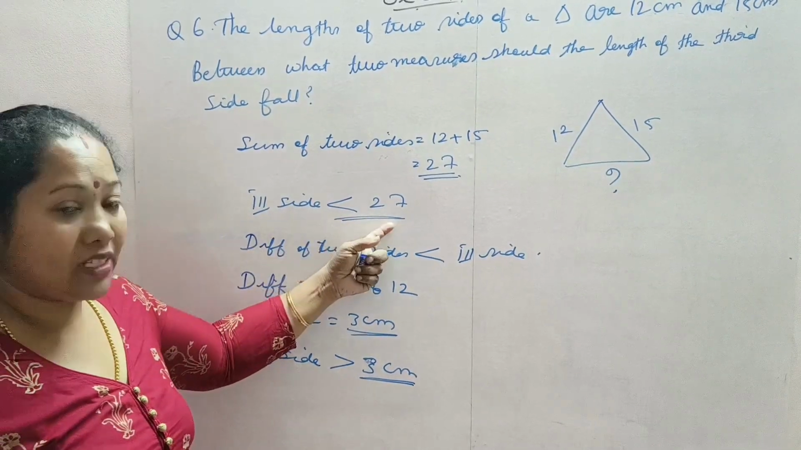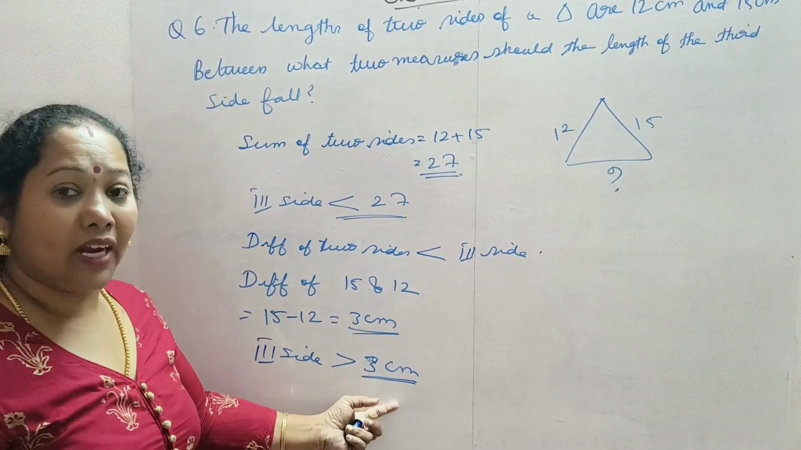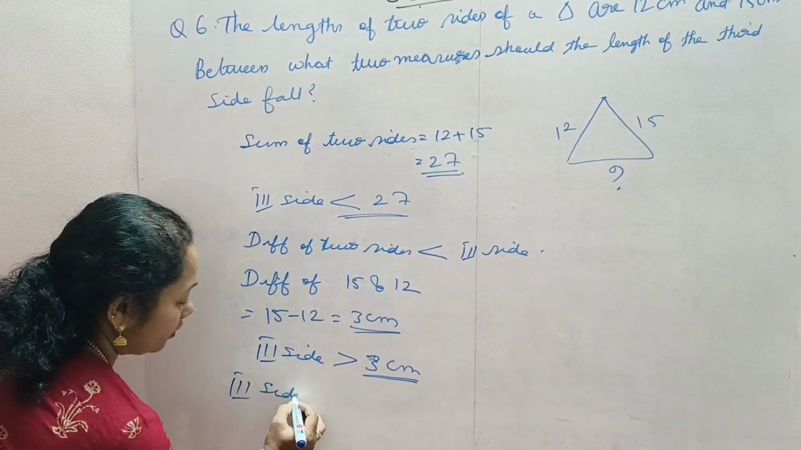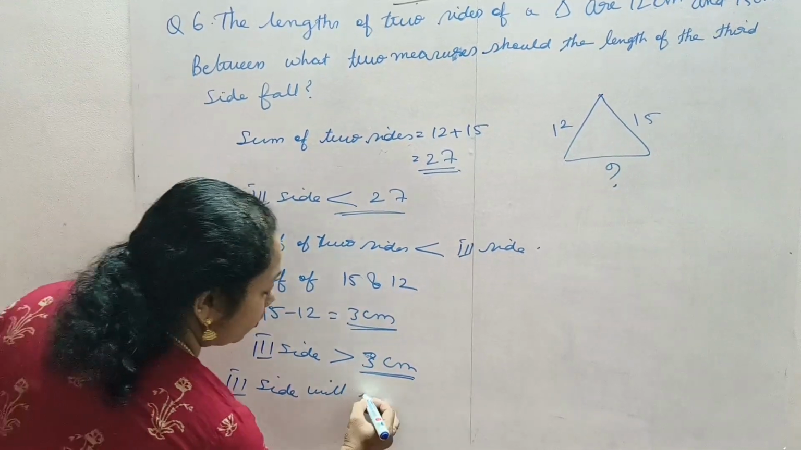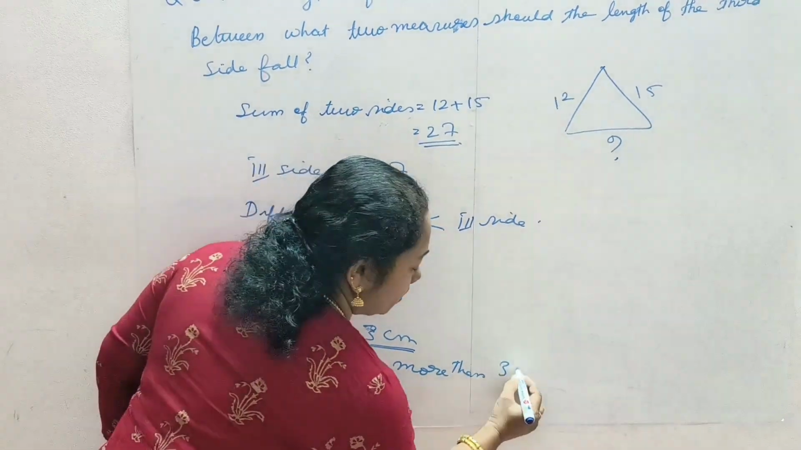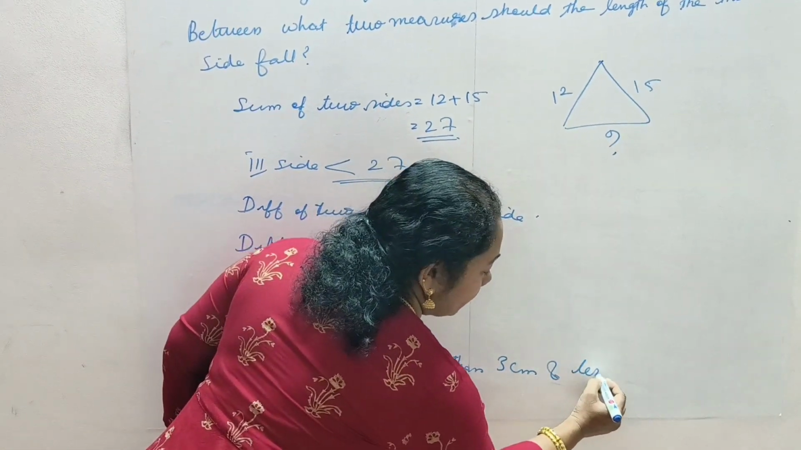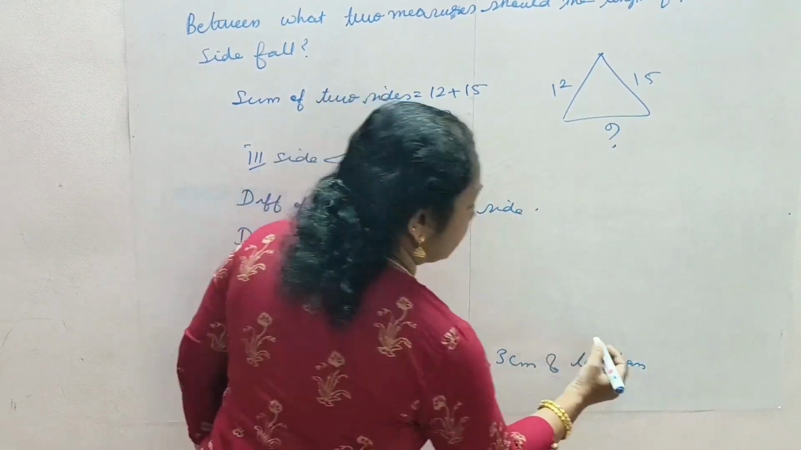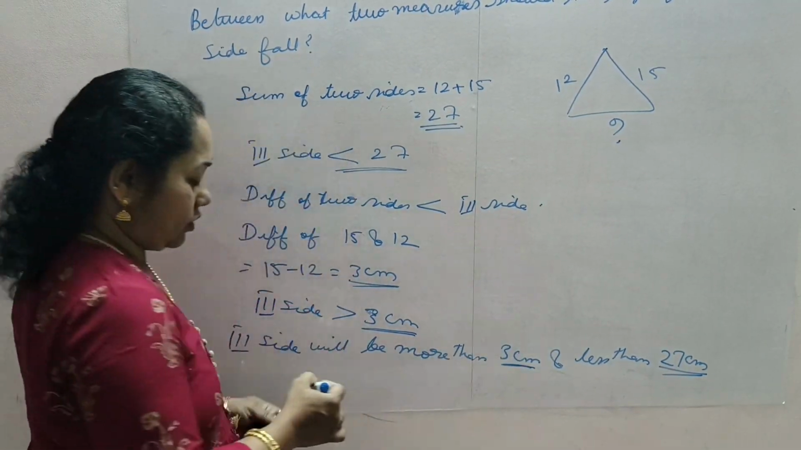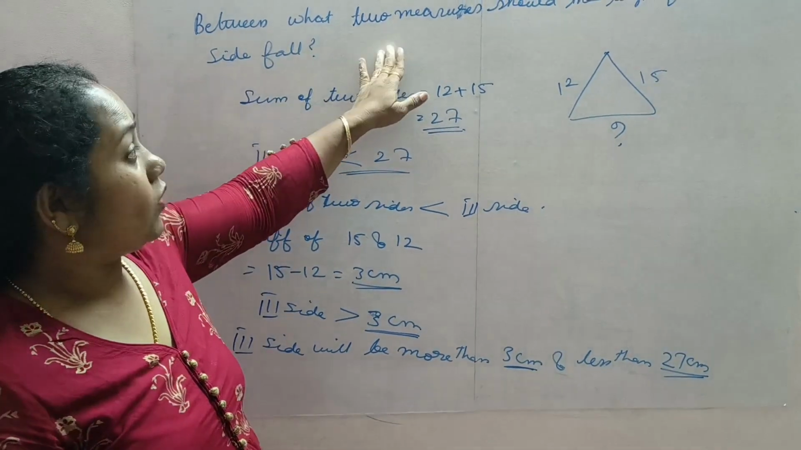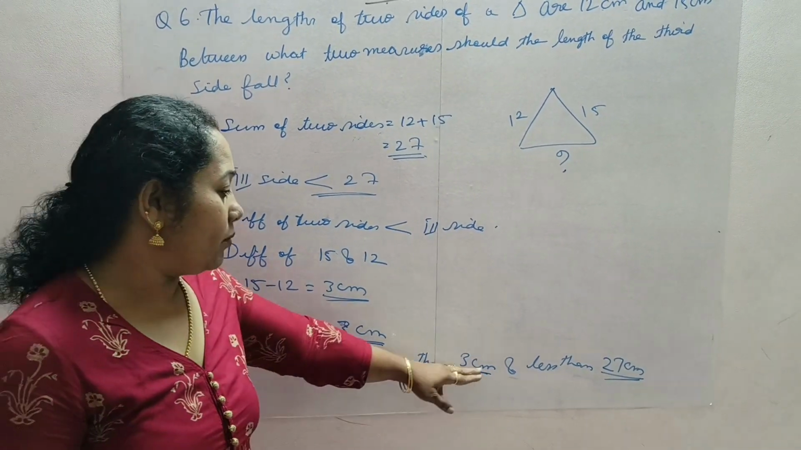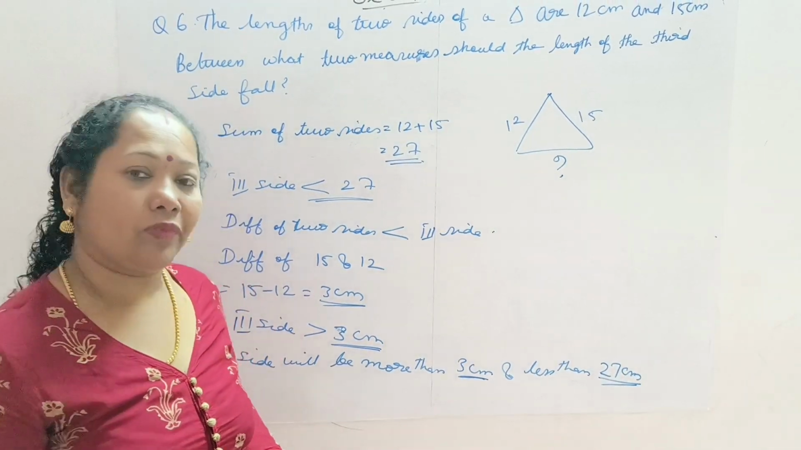So the third side is less than 27 centimeter and greater than 3 centimeter. Means the third side will be more than 3 centimeter and less than 27 centimeter. That's it. This is what we had to find: between what two measures the length of the third side should fall. So the third side will fall between 3 and 27 centimeter. I think you understood it clearly.